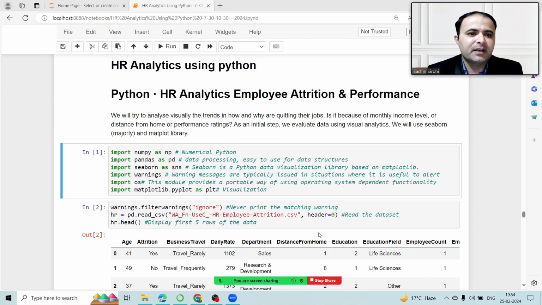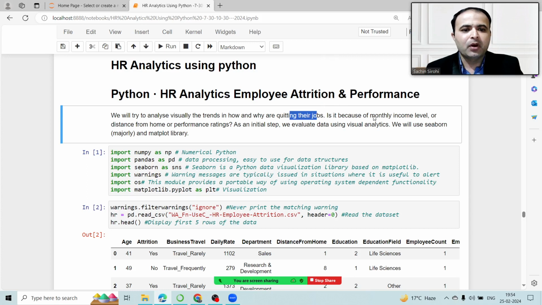In this project, we want to analyze the reason for attrition, or you can say the resignations: why the number of people resign, and what the actual performance of the employees is. We will analyze visually the trend in how and why they quit their jobs, because of monthly income level, distance from home, performance rating, etc.